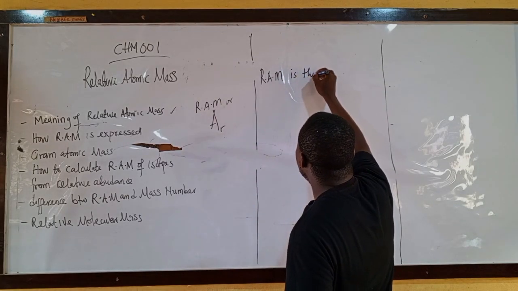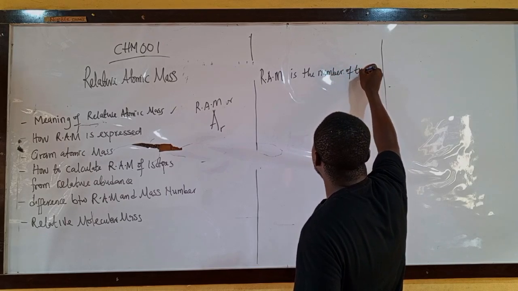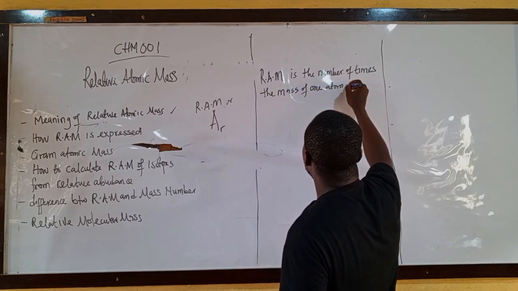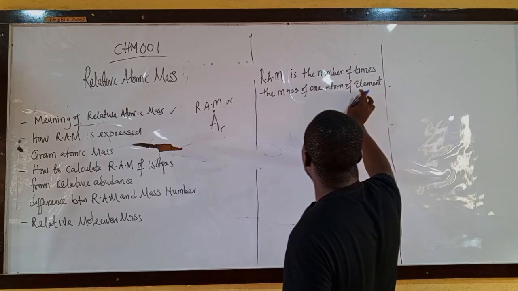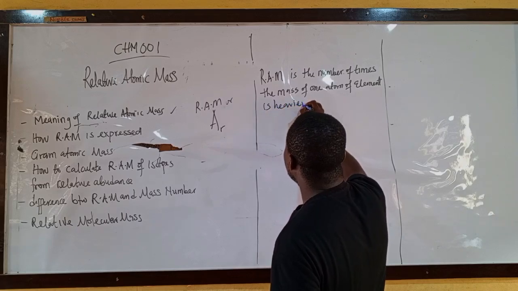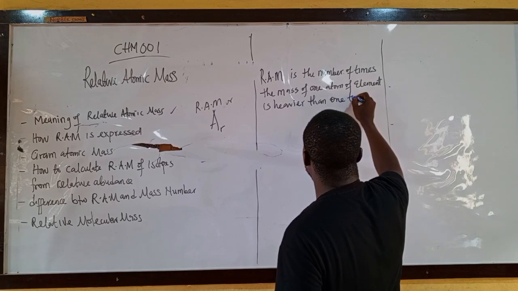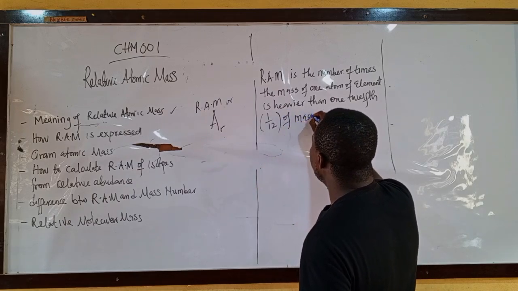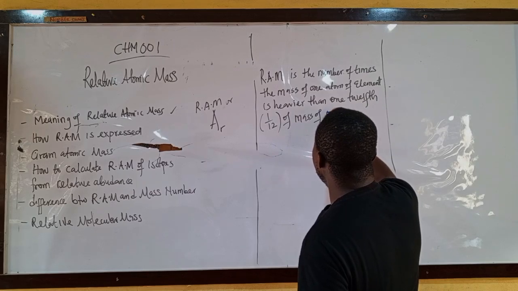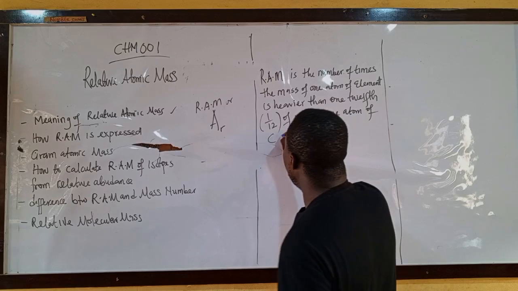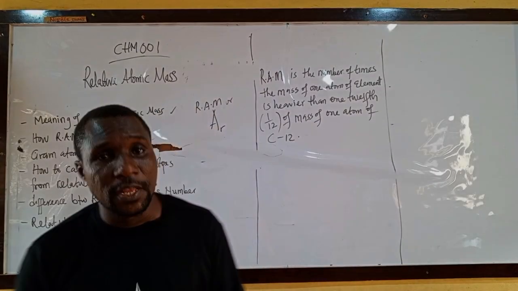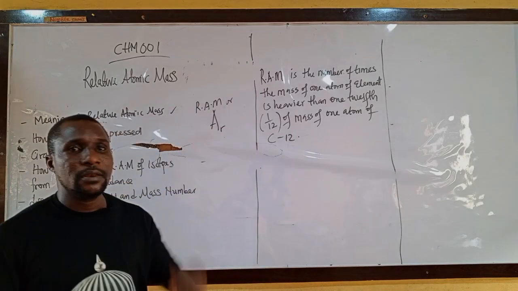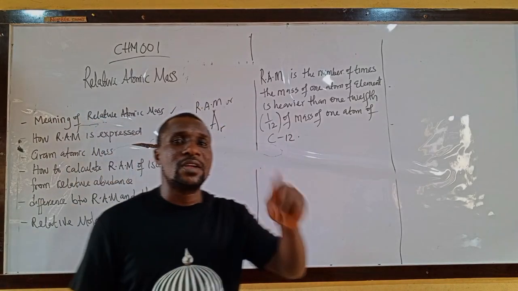This is the number of times the mass of one atom of an element is heavier than 1/12 of the mass of one atom of carbon 12. Please take note. That is the meaning of relative atomic mass.